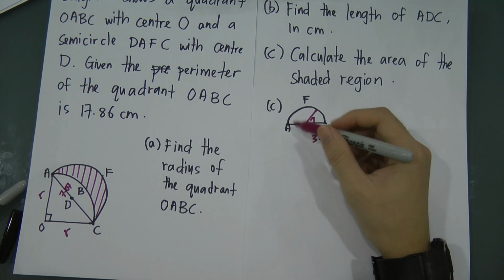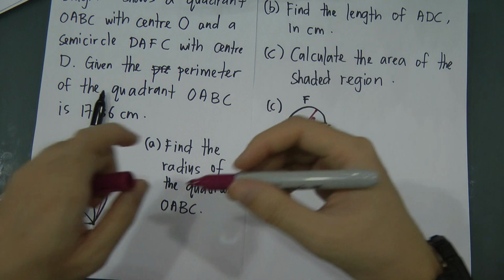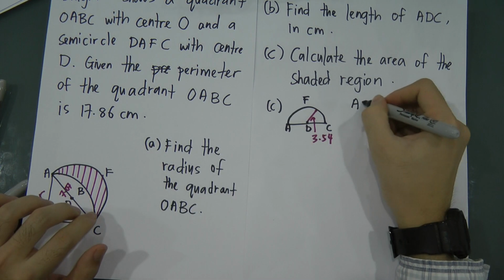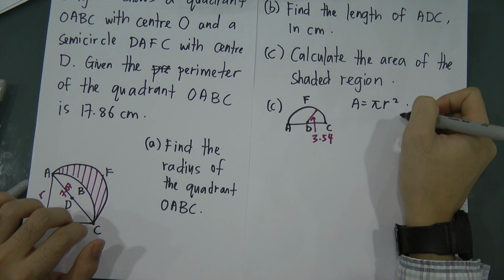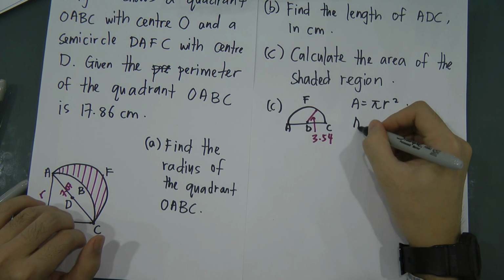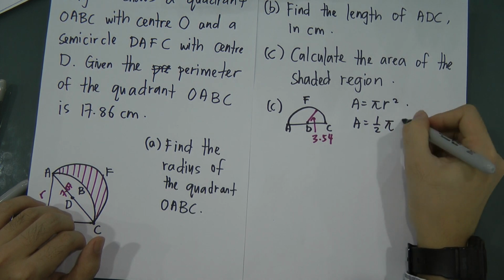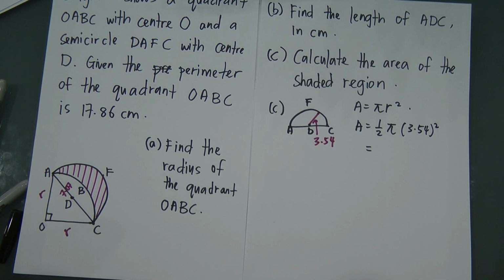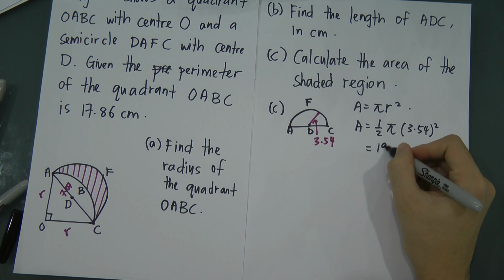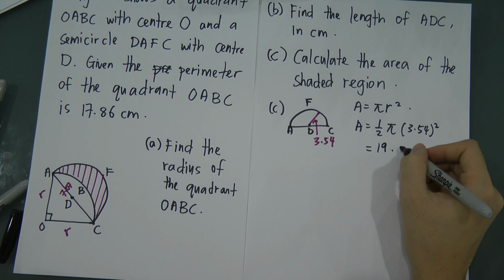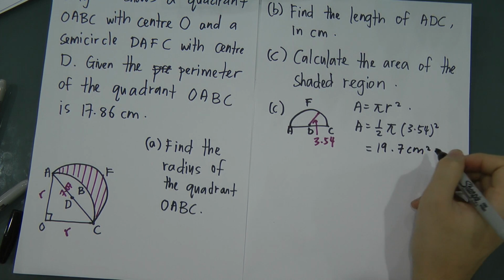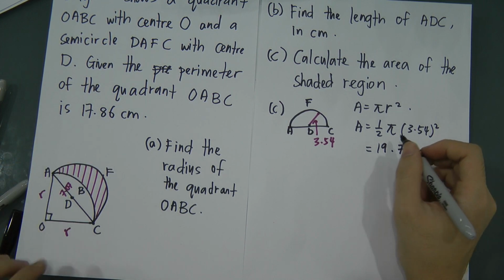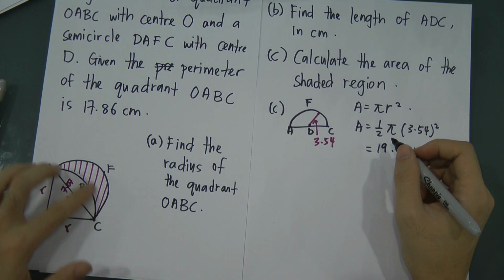We want to find the area of the semicircle, which is very simple because we know the area of a circle equals pi r squared. So a semicircle is just 1 over 2 pi r squared. So we just use the calculator. 3.54 squared multiplied by pi divided by 2. So our area for the semicircle is 19.7 cm squared. Okay, now we got that. Next we find the whole sector.